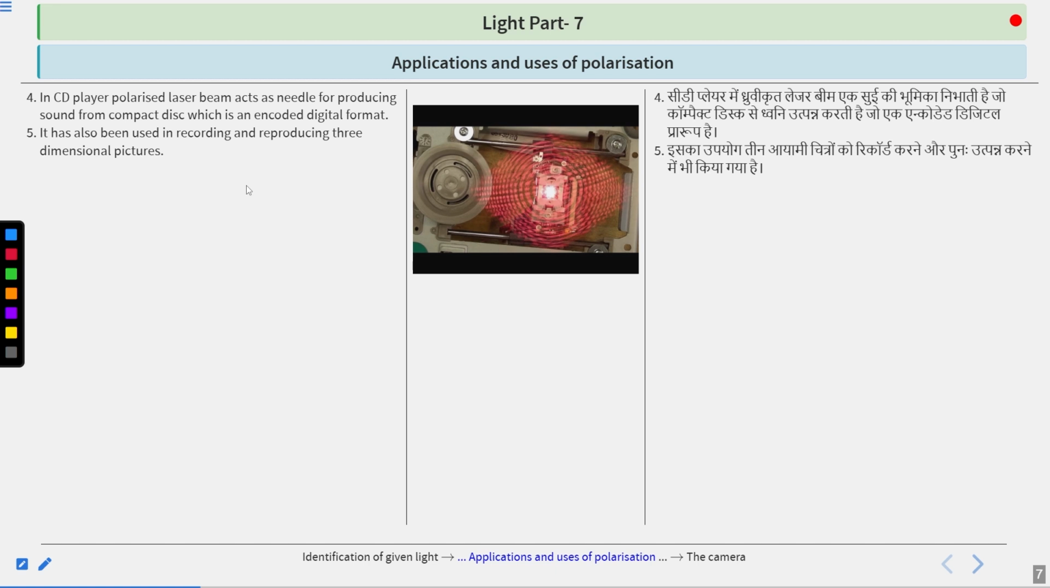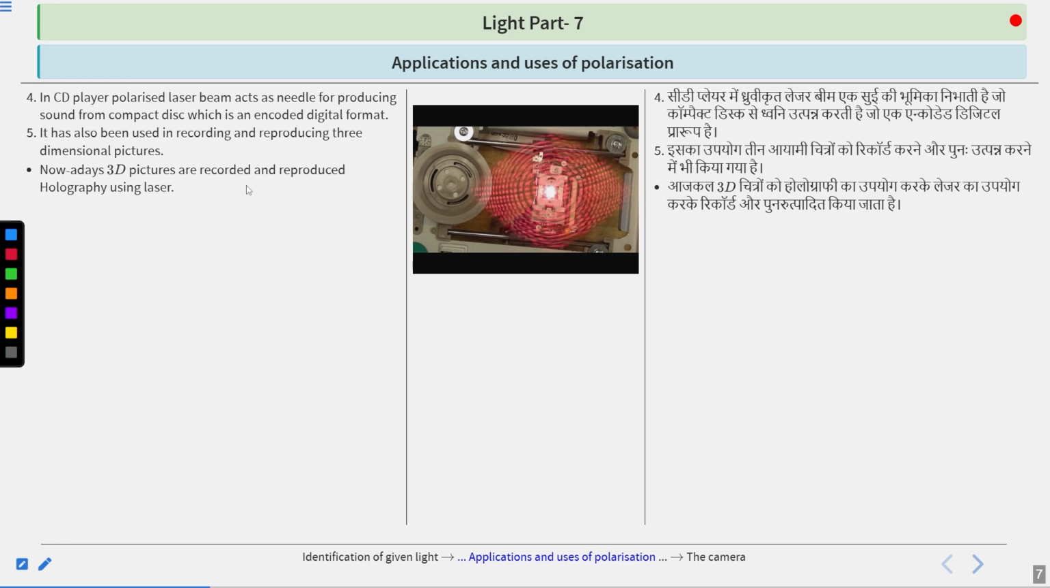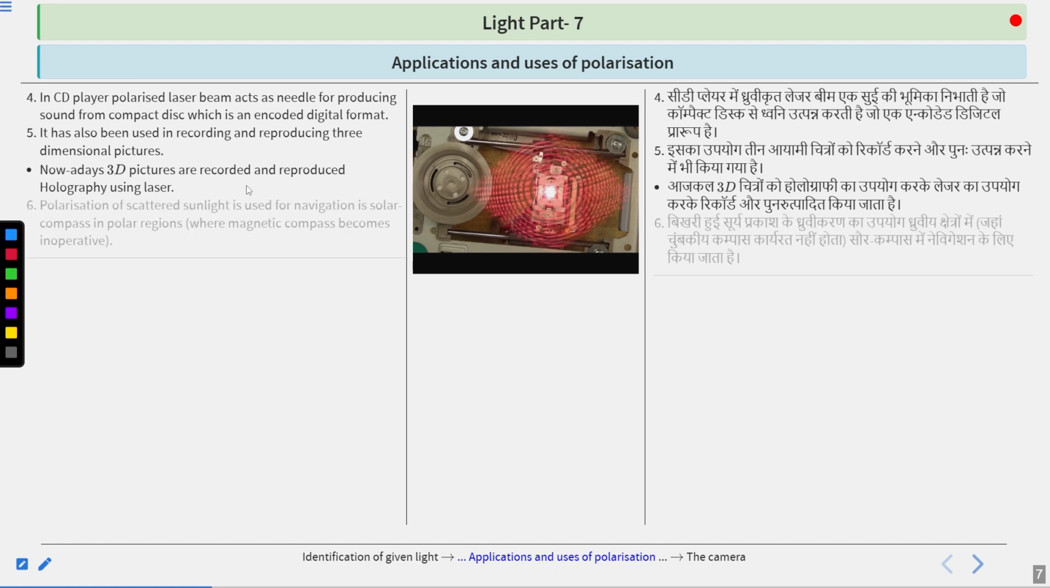It has also been used in recording and reproducing three-dimensional pictures. Nowadays, 3D pictures are recorded and reproduced by holography using laser. Polarization of scattered sunlight is used for navigation in the solar compass in polar regions, where the magnetic compass becomes inoperative.